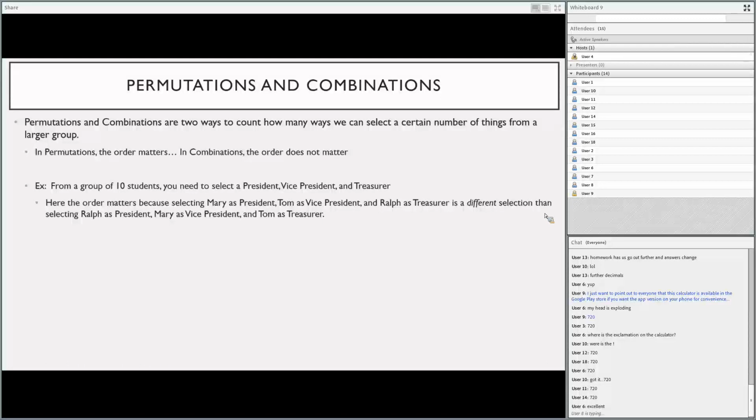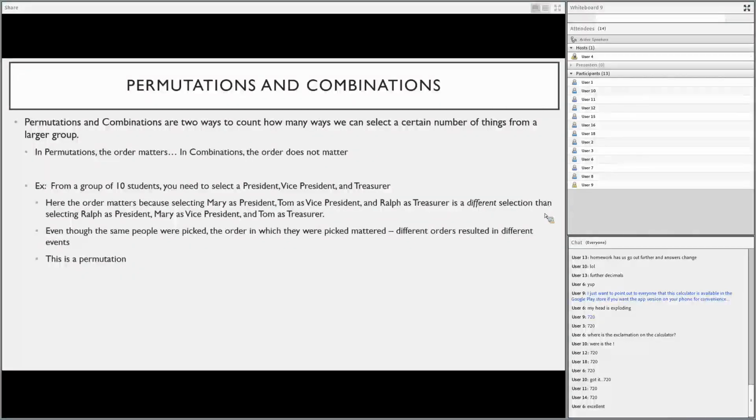So in this case, the order matters because if you select Mary to be president, Tom to be vice president, and Ralph to be treasurer, that is a different selection of officers than if you have Ralph as president, Mary as vice president, and Tom as treasurer. Notice it's the same three people that you selected, but since you selected them in a different order, the outcome changed and you had a different event. So since the order mattered, that means this is a permutation, okay?